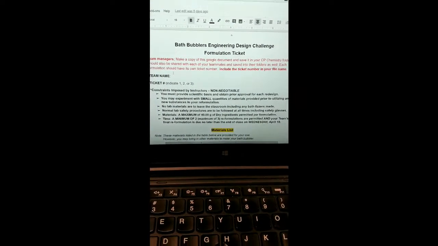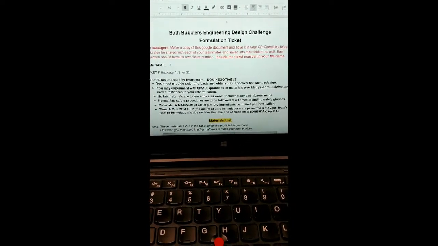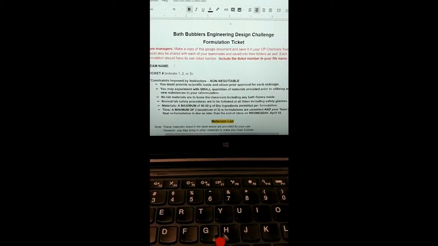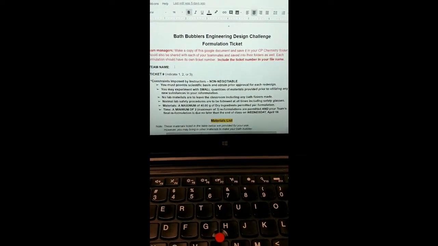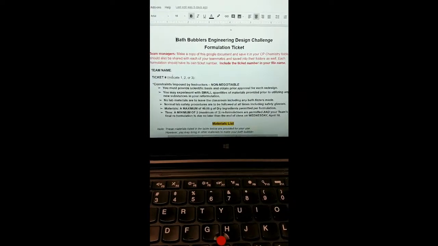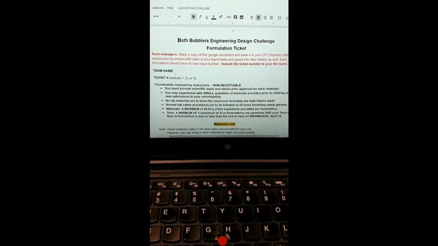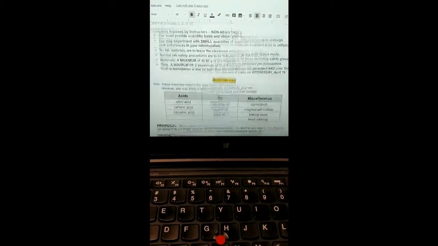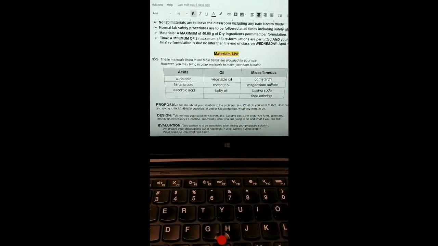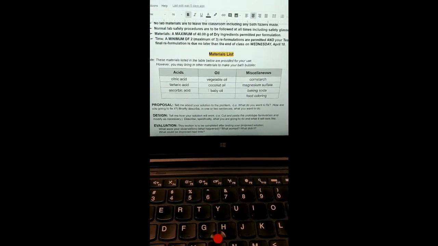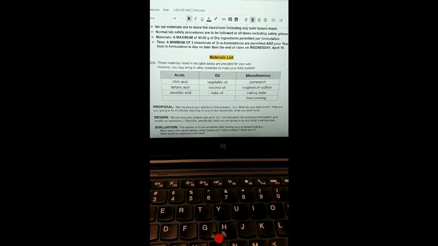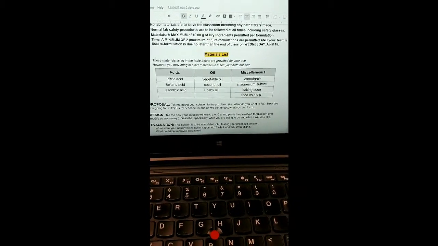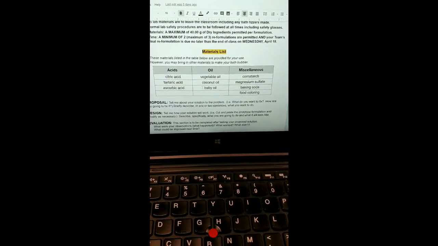The document that I have my students work with is the formulation ticket. After they conduct their research, it's not one of these things where they can just go into the lab and start formulating. Instead, we have the students identify some of the things that they want to use. For example, this is the materials list. These are all the things that I gave them to use. I did tell them that they could bring in other materials just as long as they let me know what they're bringing in and what they're using.